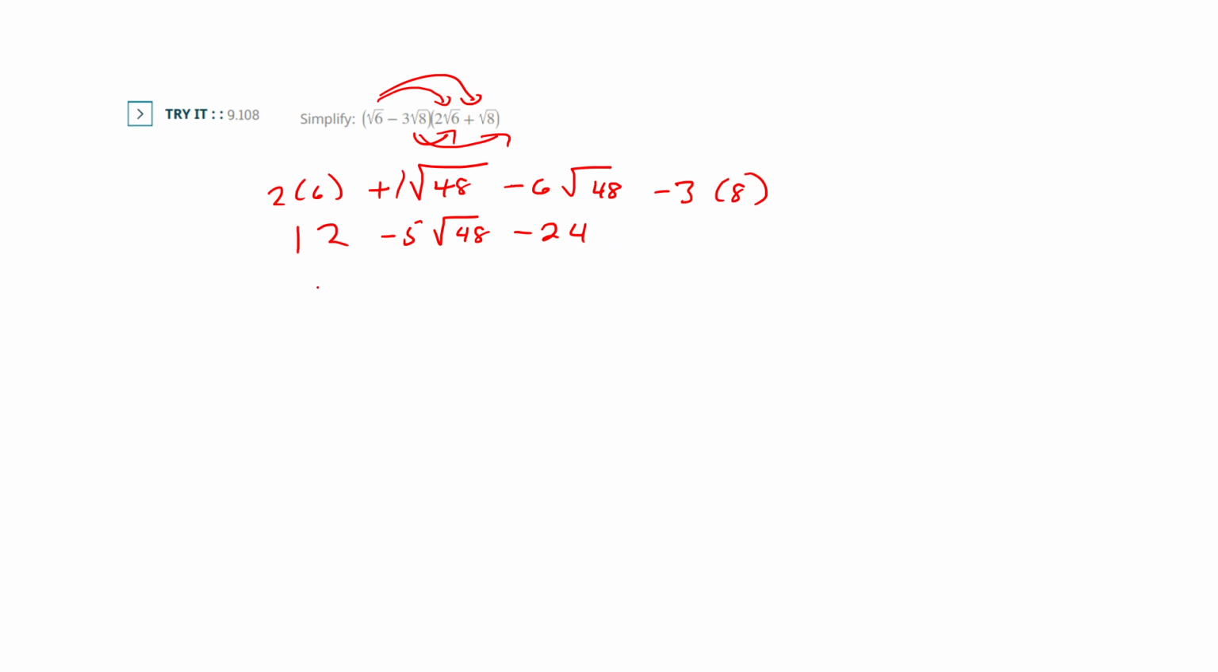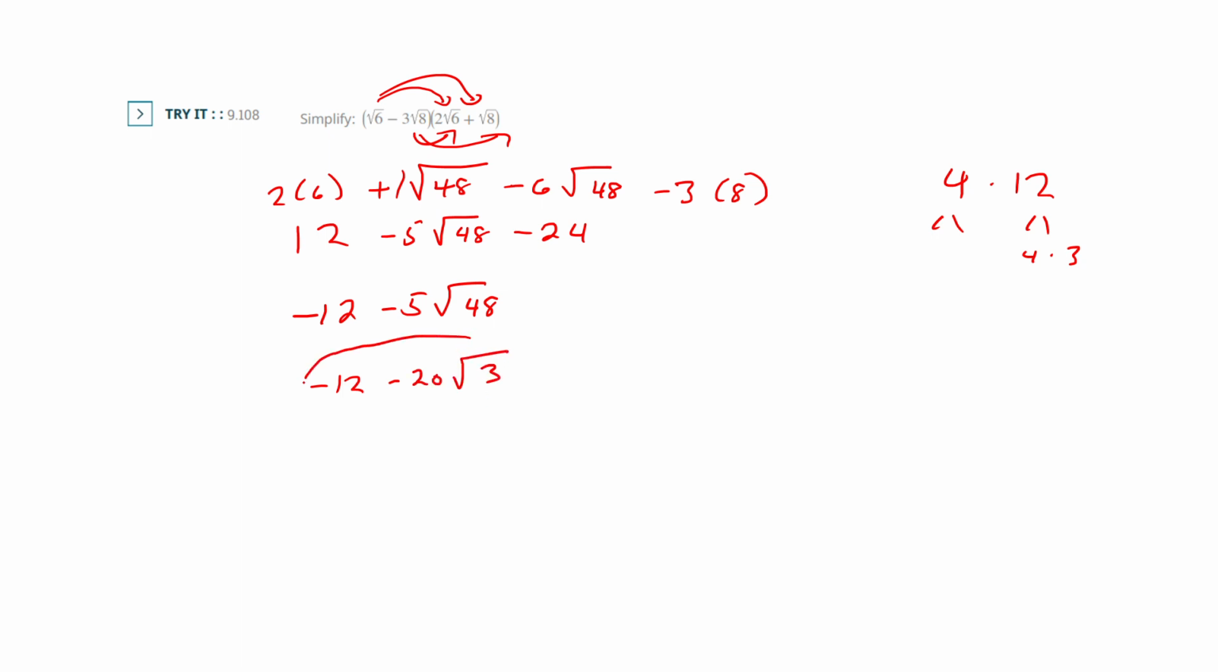Okay, I'm going to just tidy all this up, and then I'm going to check to see, I believe that this can break down, so that would be 4, yeah, it certainly can. 4 times 12, and that's 4 times 3. Okay, so I can bring out a 4 out of this. Am I right? 4 times 12. Yeah, I can bring a 4 out of this, so I've got negative 12 minus 20 square root of 3.